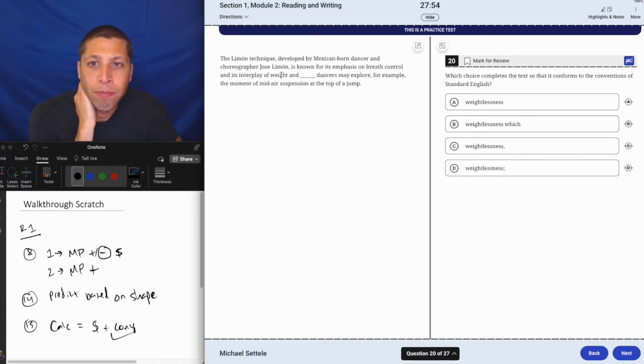Okay. Again, sentence structure. The Limon technique developed by this person is known for its emphasis on breath control and its interplay of weight and weightlessness. Dancers may explore, for example, the moment of midair suspension at the top of a jump. Yeah, again, we need this. It's two sentences.